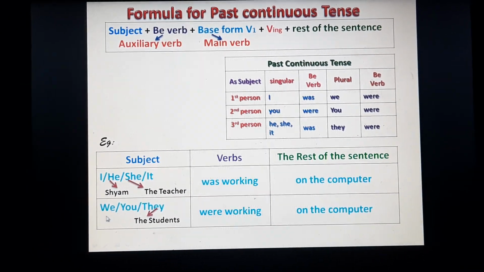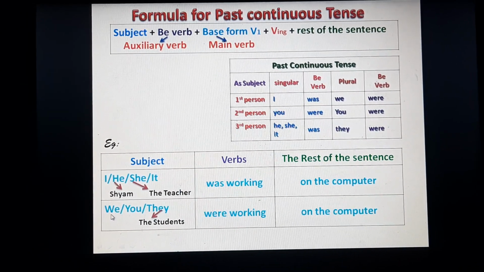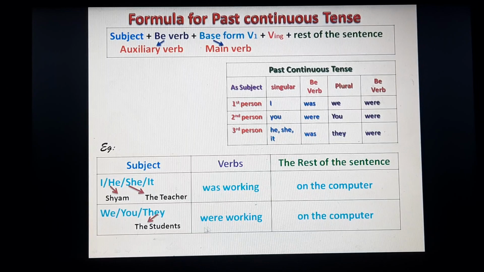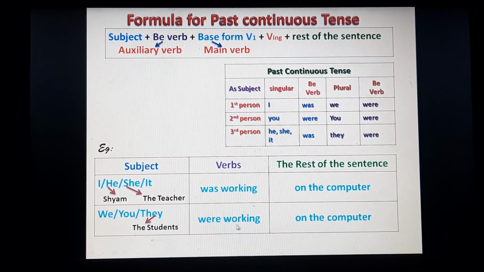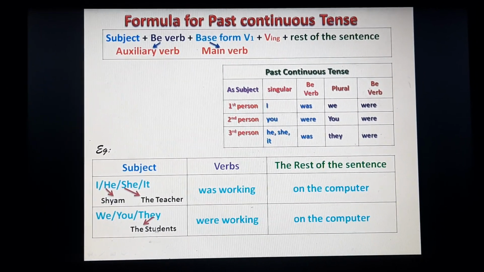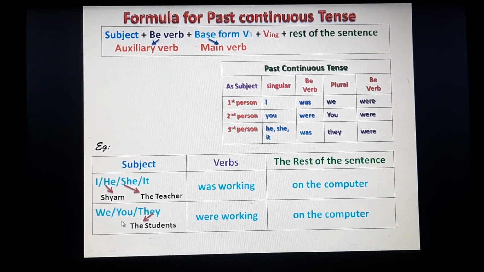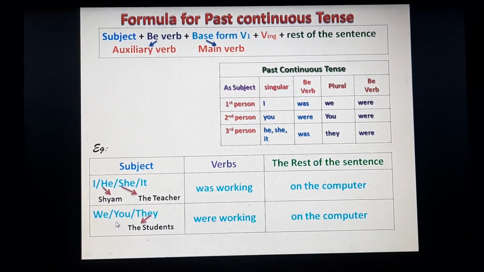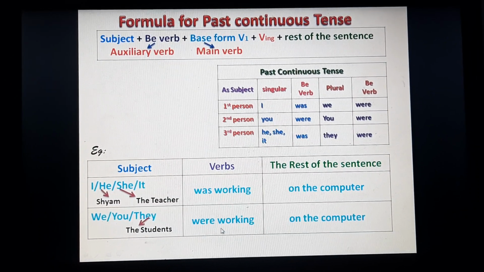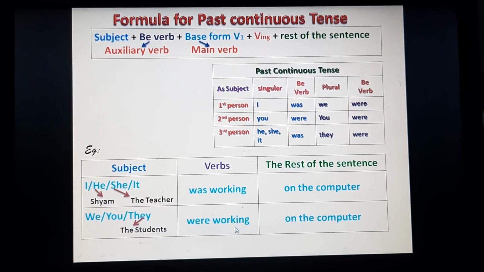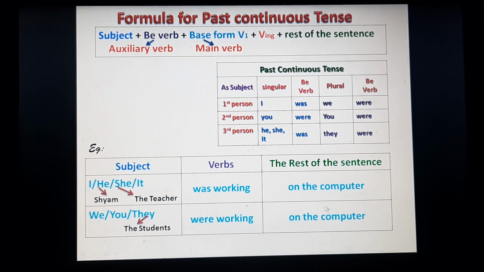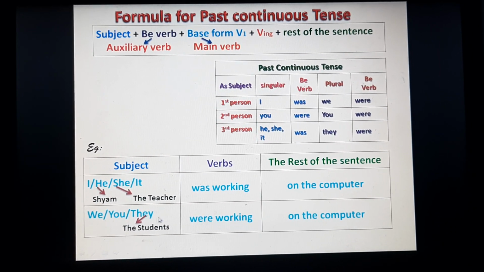Now in the plural form, we, first person plural. So the plural be verb will be were. Main verb is work plus ing. We were working on the computer. You, second person singular and plural, we use were. Work is main verb plus ing. You were working on the computer.